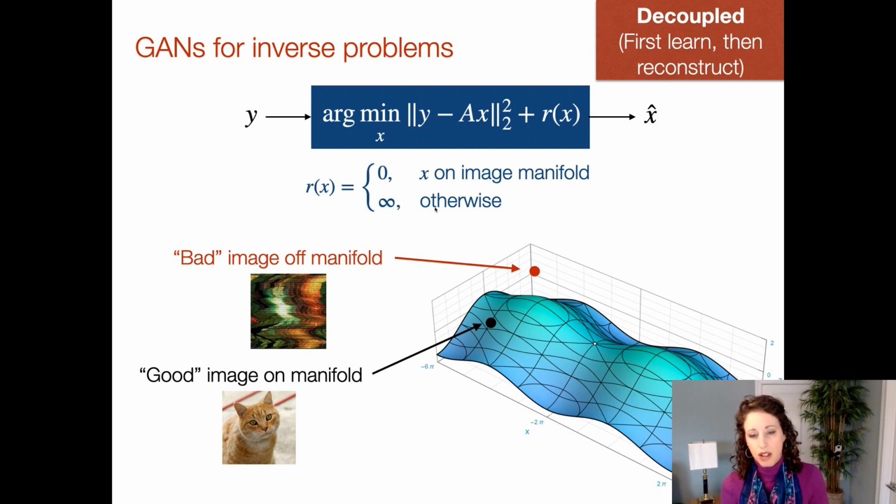Now you might ask, is there a way to somehow learn what that manifold is so that we can have a regularizer akin to this idea? And this is where learned generative models come into play.